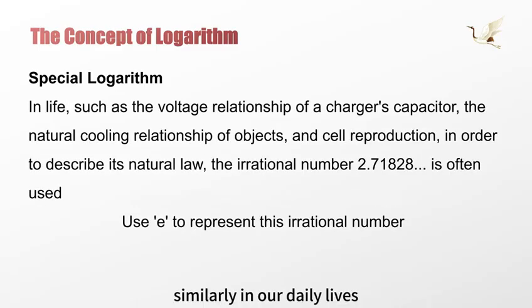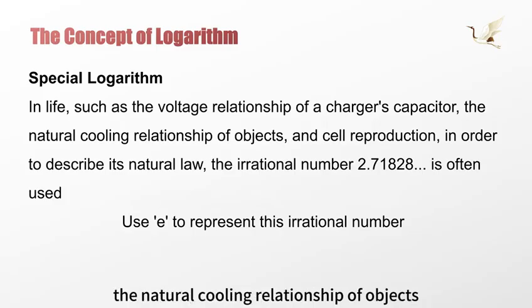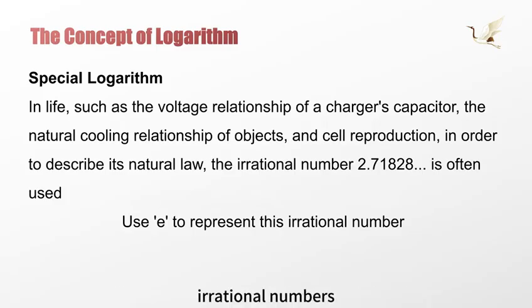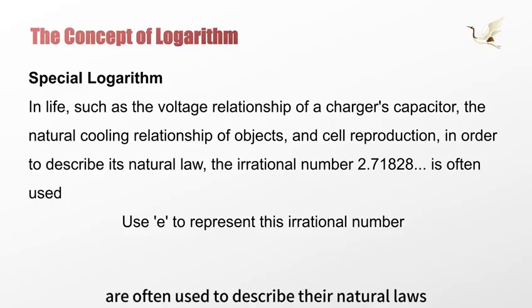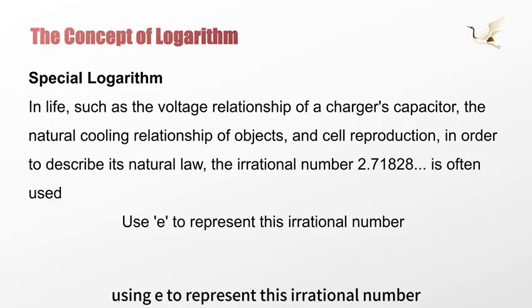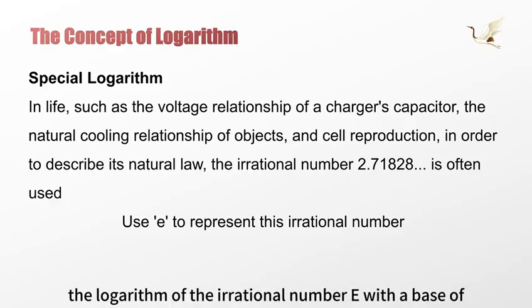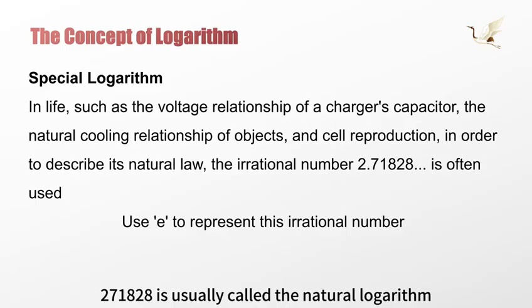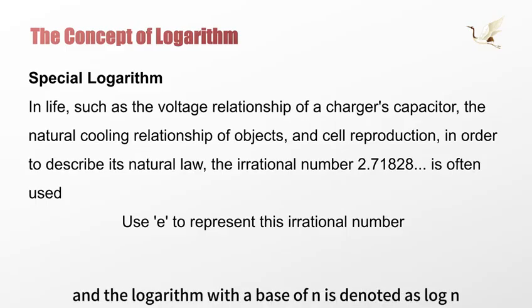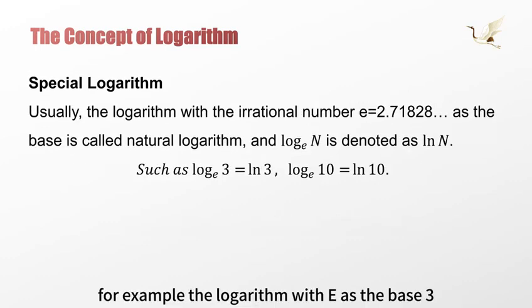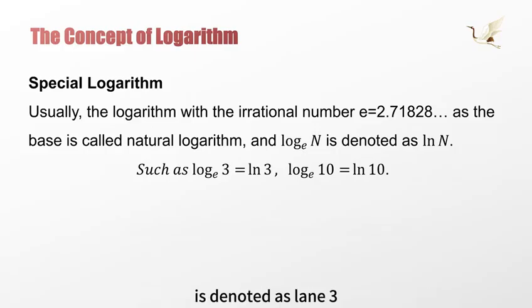Similarly, in our daily lives, such as the capacitance-voltage relationship of chargers, the natural cooling relationship of objects, and cell proliferation, the irrational number 2.71828 is often used to describe their natural laws. Using e to represent this irrational number, the logarithm with base e, 2.71828, is usually called the natural logarithm, and the logarithm of n with this base is denoted as ln n. For example, the logarithm with e as the base of 3 is denoted as ln 3. The logarithm with e as the base of 10 is denoted as ln 10.